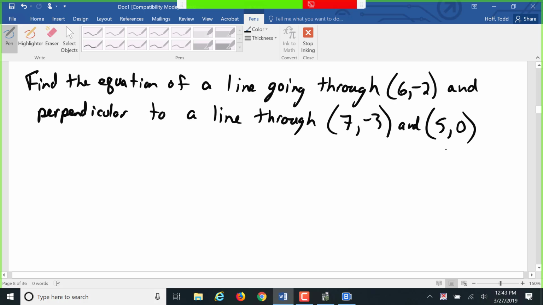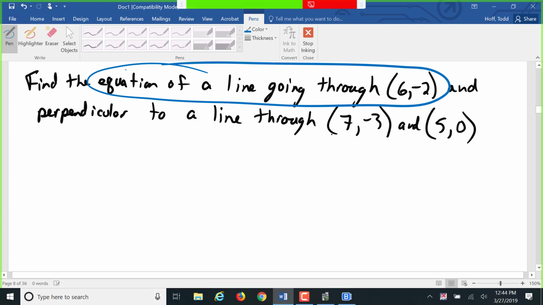Now there's a lot of points given here, but let's separate it out here. Find the equation of a line going through the point 6, negative 2. So that's the part that's defining the line that we're looking for.